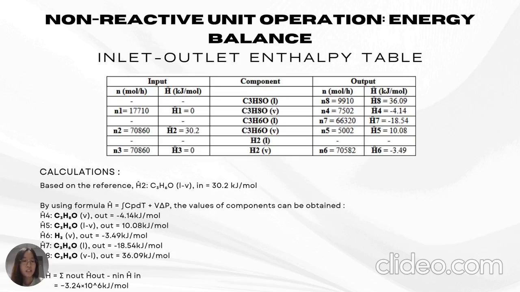Since the value of enthalpy of isopropyl alcohol cannot be found in the table, based on the reference, we obtain that the enthalpy for the isopropyl alcohol is 30.2 kJ per mole. H1 and H3 equal 0 because they are set as the reference point. Next, by using the formula, the values of the component can be obtained as below. Lastly, we'll calculate our delta H by using the sum of n_out H_out minus the sum of n_in H_in, and at last we'll obtain that the value of delta H is negative 3.24 times 10 to the power of 6 kJ per mole.